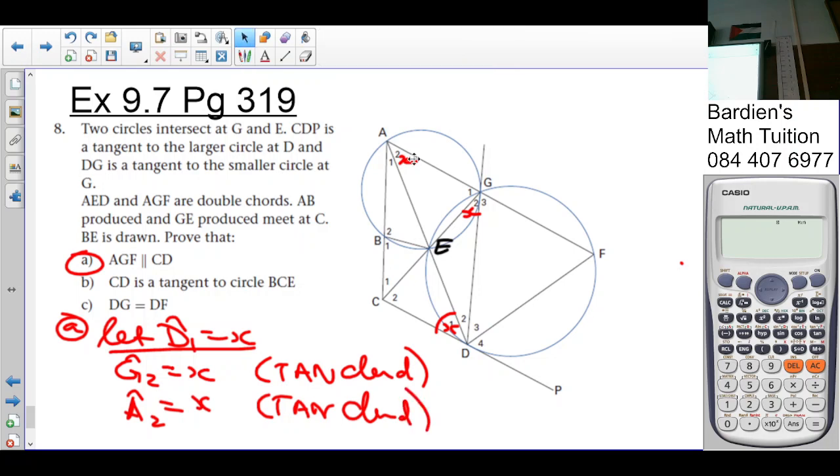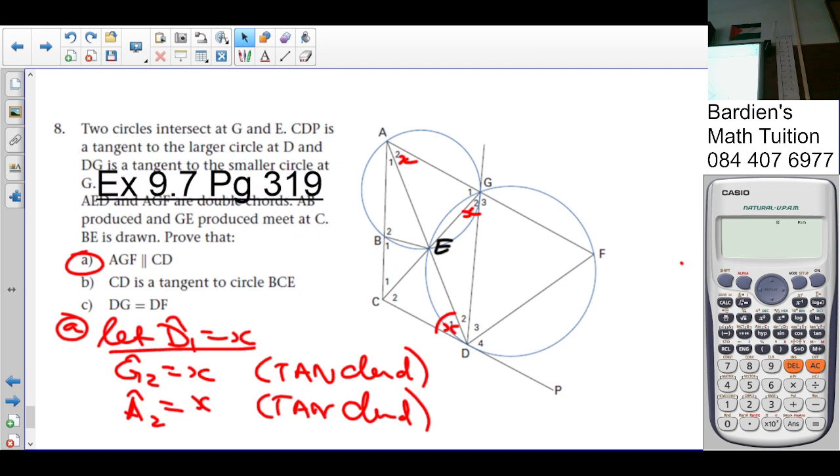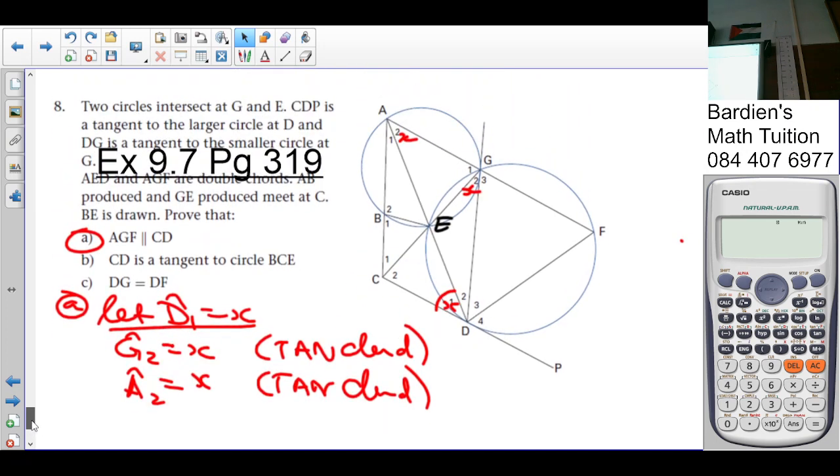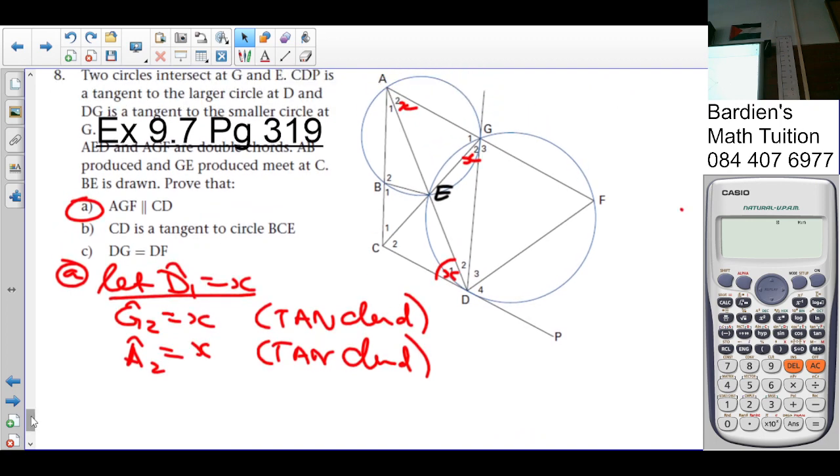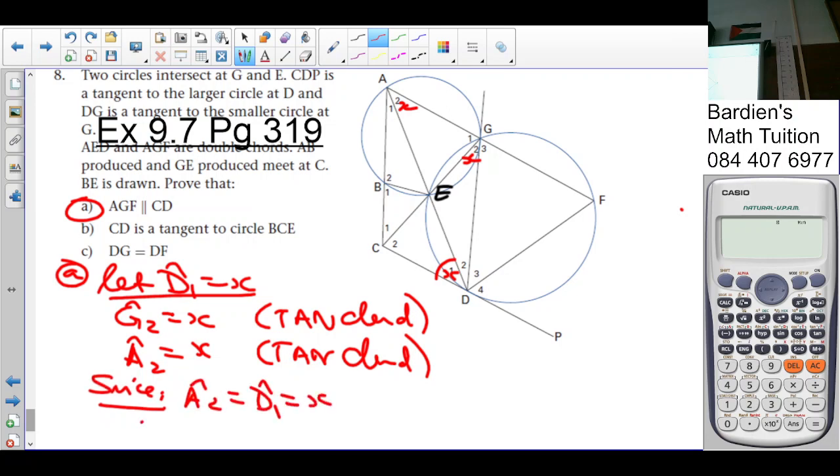So what can we say now? Since angle A2 is equal to angle D1, which is equal to x, therefore AF is parallel to CP or CD. Why? Because the alternate angles are equal. So now I can add those parallel lines in.